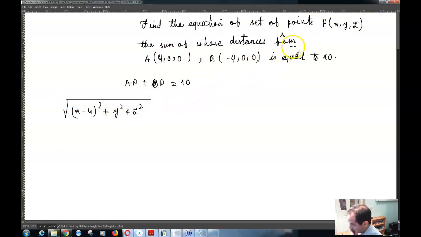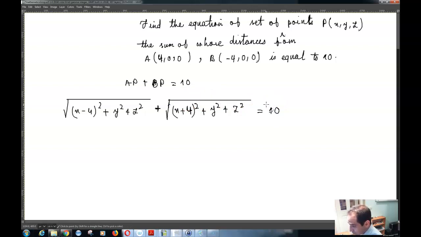and because over here you have y minus 0 whole squared, z minus 0 whole squared, and then you have BP, which is the same thing as the square root of (x plus 4) whole squared plus y squared plus z squared, is equal to 10.